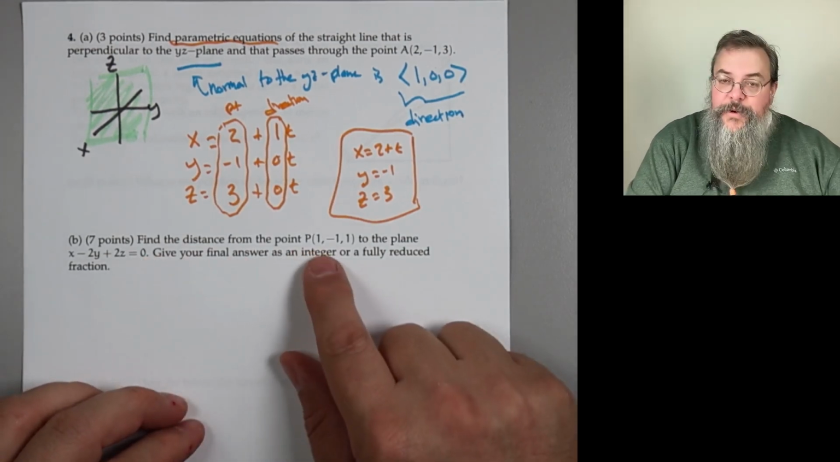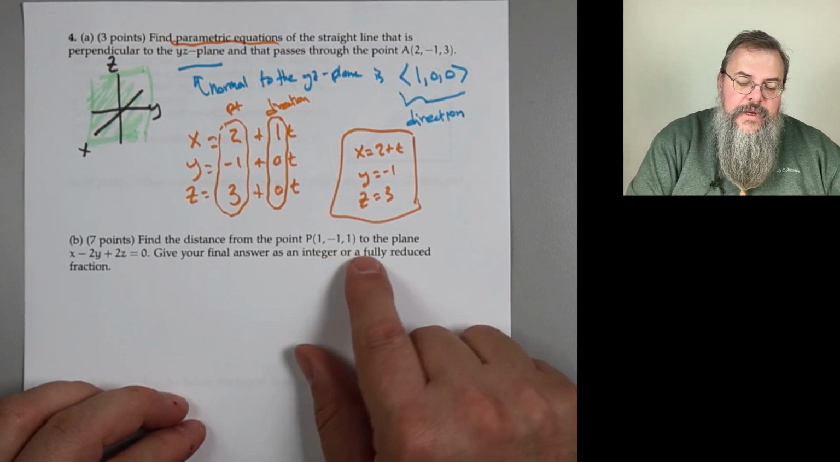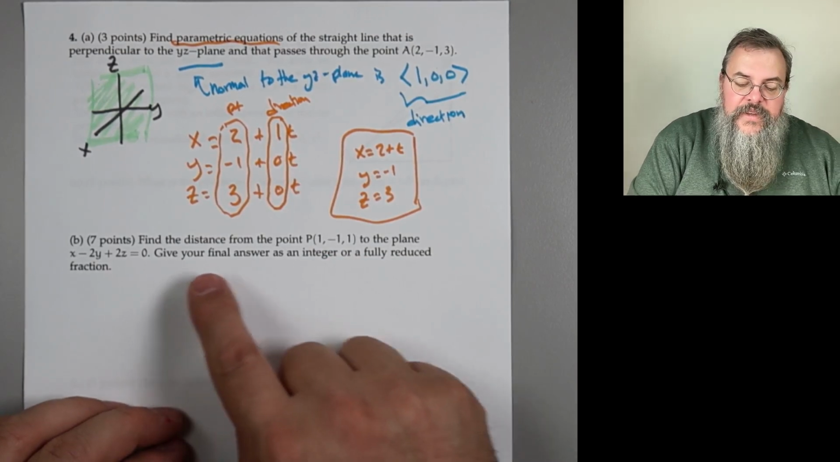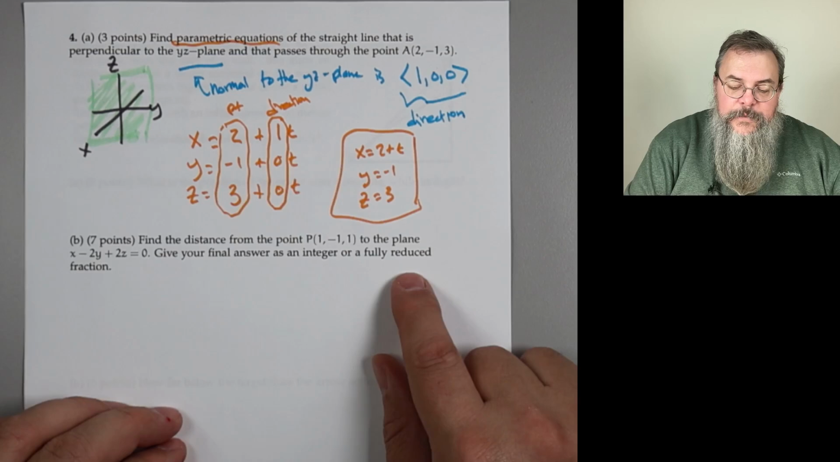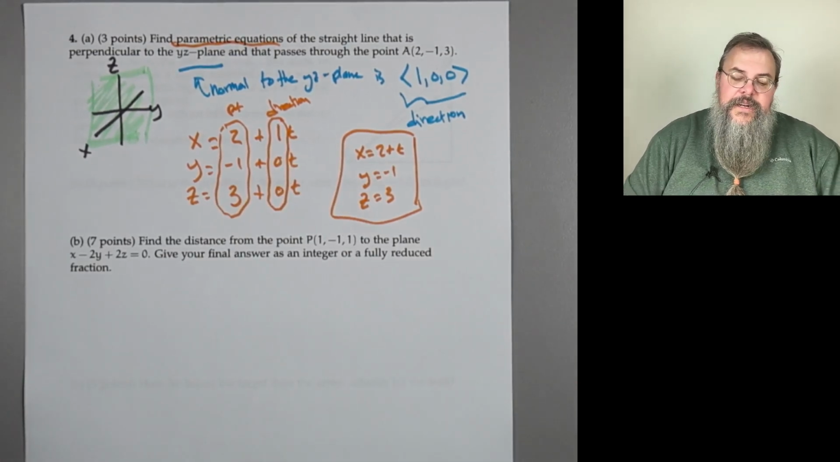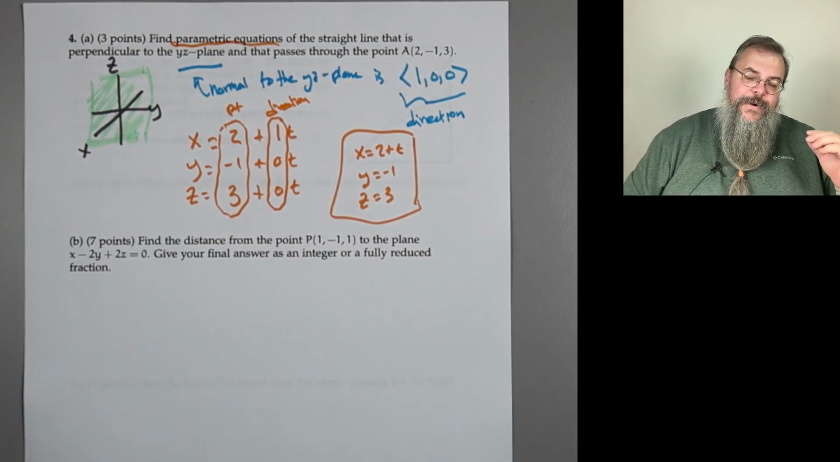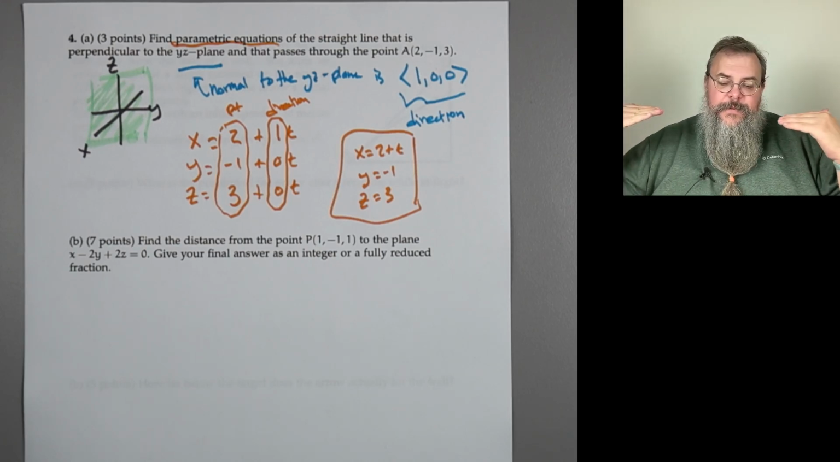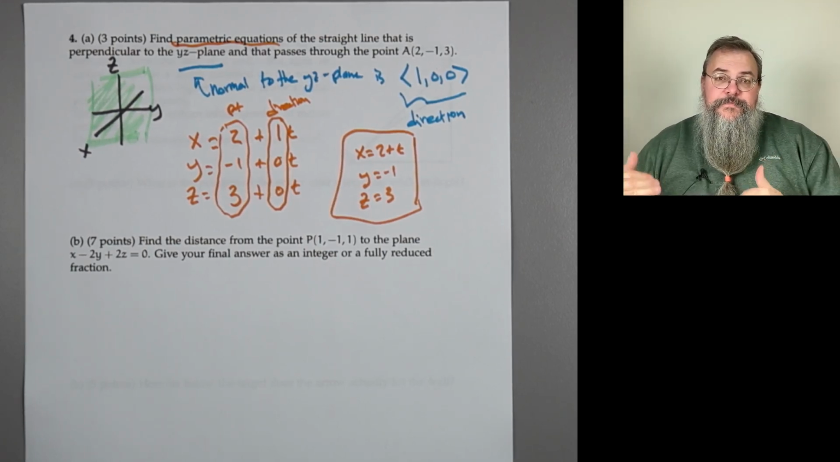All right, now find the distance from the point (1, -1, 1) to the plane x minus 2y plus 2z equals 0. Give your final answer as an integer or a fully reduced fraction. Okay, neato. Now, we can do this in a couple of ways. So we're looking for a distance from point to plane.